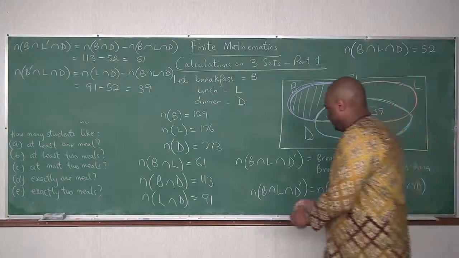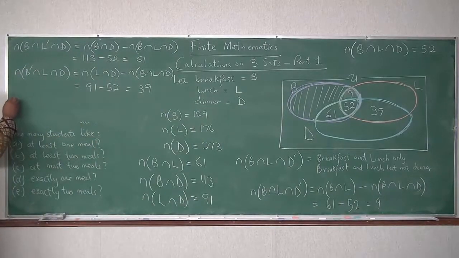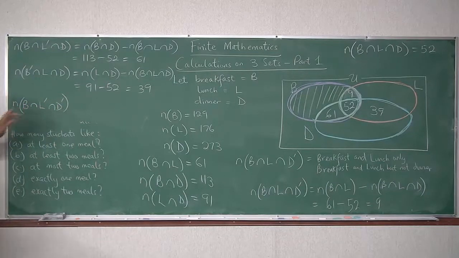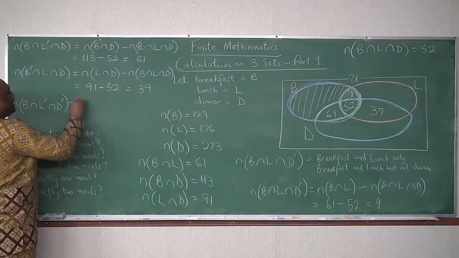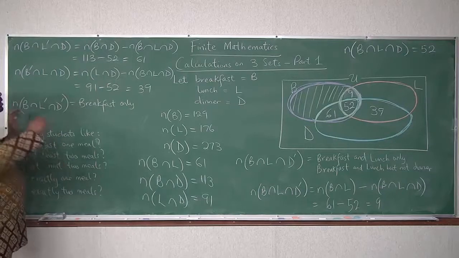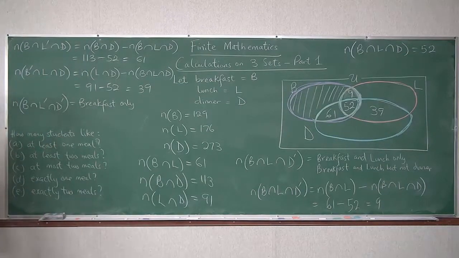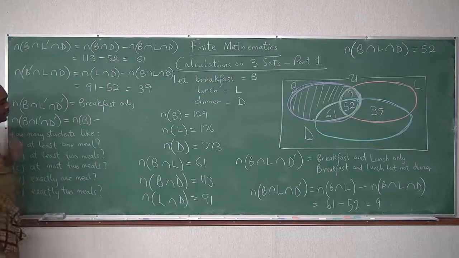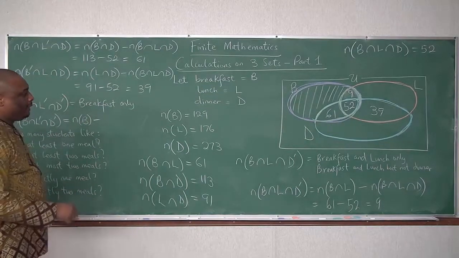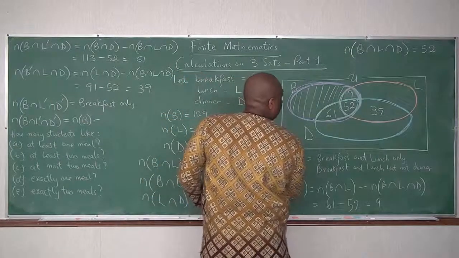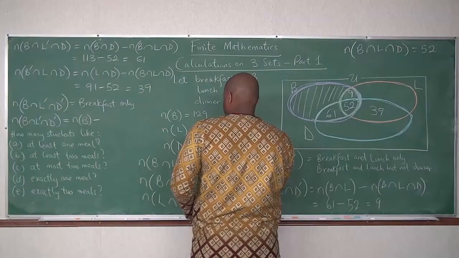Only breakfast. They don't like lunch, they don't like dinner. So what will it be? We now see that breakfast only is cardinality of B intersect L prime intersect D prime. They don't like lunch, they don't like dinner. This means breakfast only, or you can say breakfast but not lunch but not dinner. So this will be cardinality of B minus... I'm going to erase this so that I'll have space.